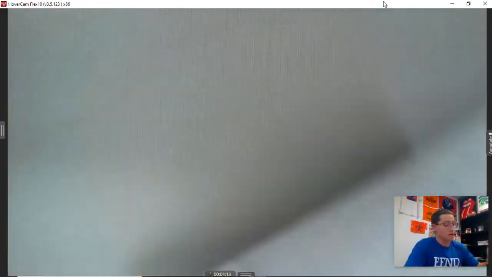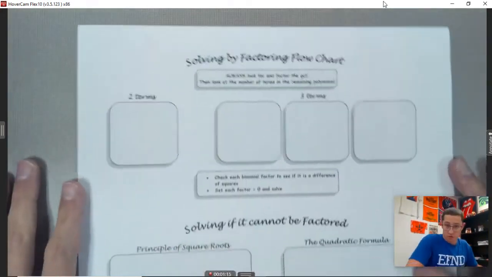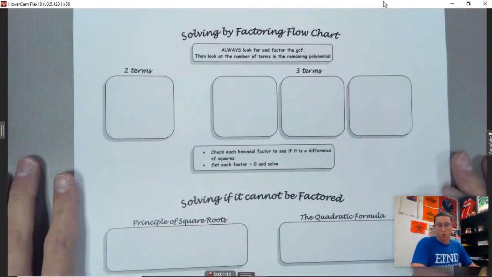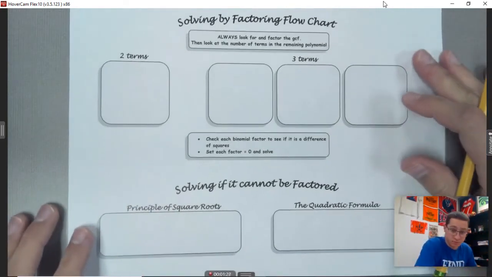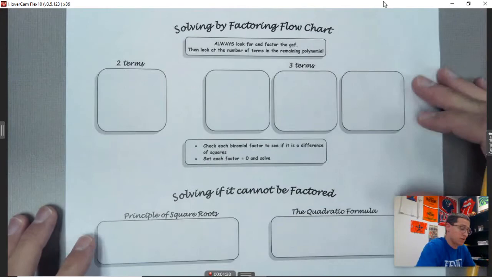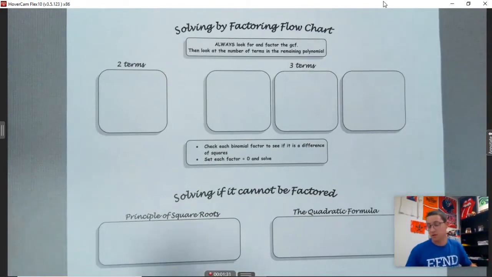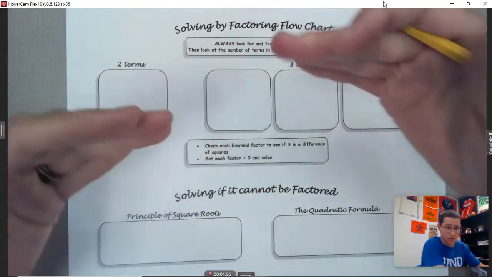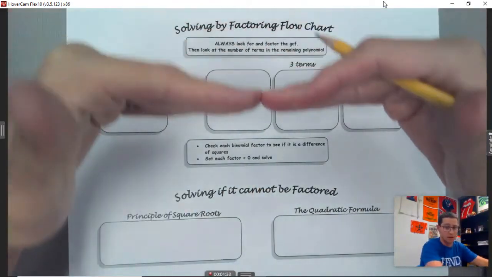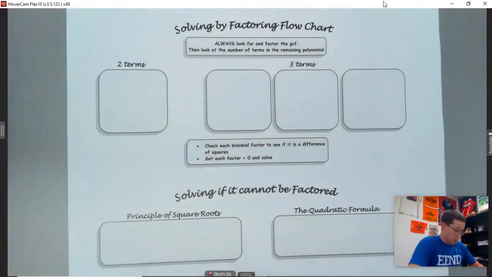All right. So solving by factoring. The one thing that we're going to work on today with polynomials is a review of factoring, and then also multiplying polynomials. And then the quadratic formula and a few other things. All right, so let's talk about our first step. So this is a flow chart. You start at the top and then you work your way down.